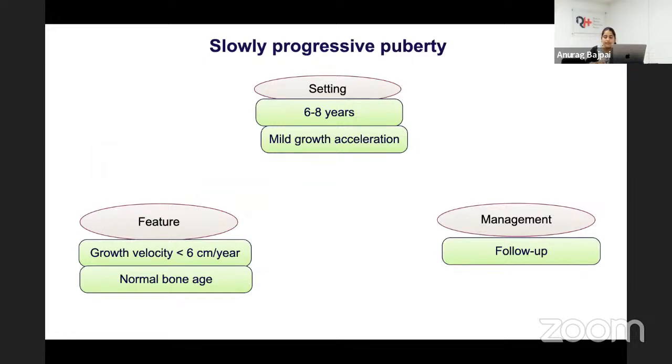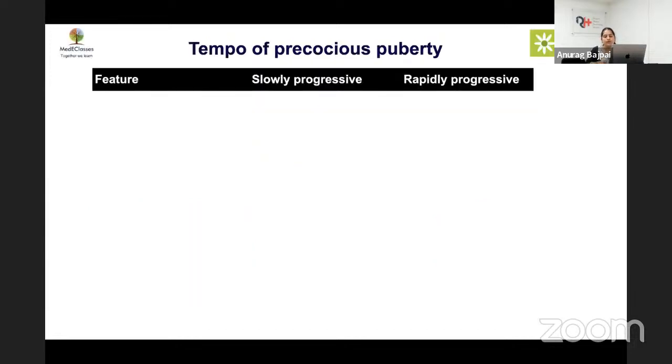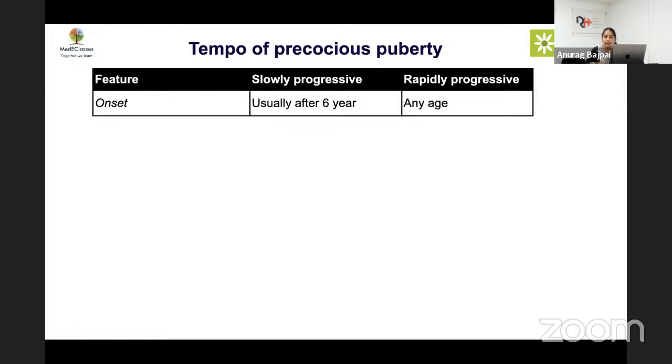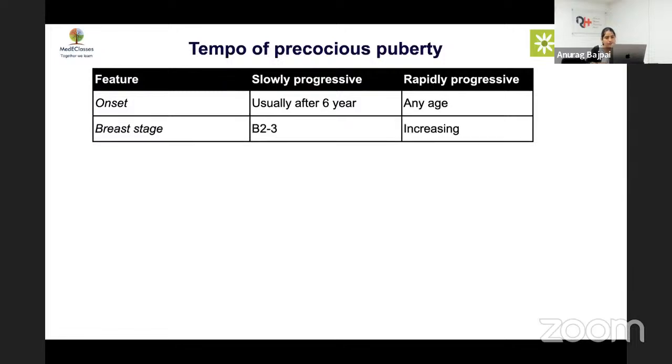We have to follow up these cases because some of the cases can turn up to be rapidly progressive. So we have to be vigilant in these cases. And there is no role of any GnRH analog. So if we compare the slowly progressive puberty with the rapidly progressive, which can occur at any age group, the slowly progressive usually occurs after 6 years of age.